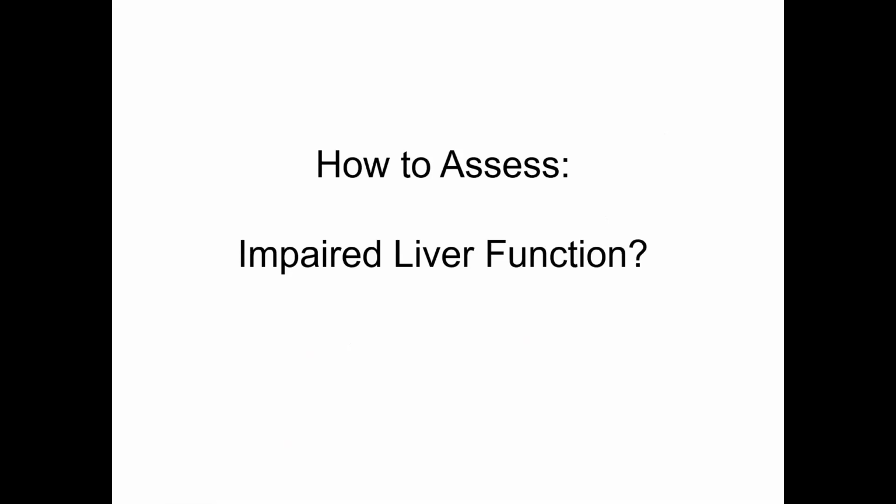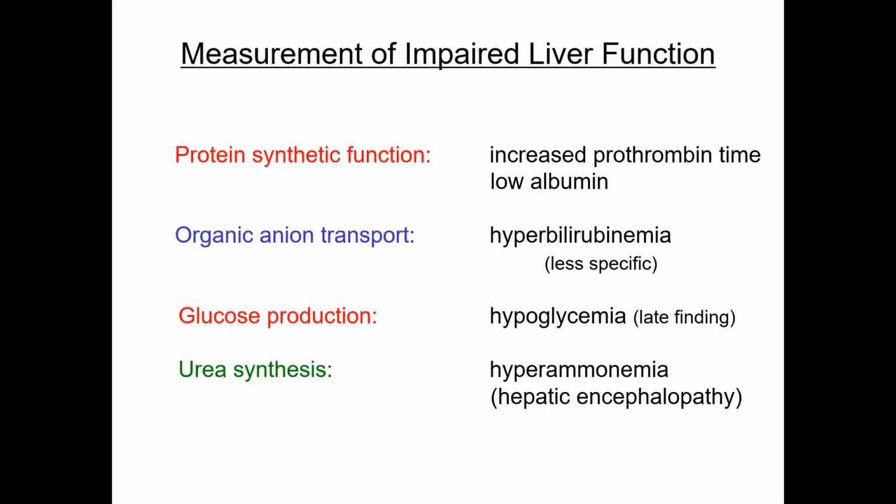So how do you then assess impaired liver function? These are some of the measures that we use. One is your protein synthetic function. The other is your organic anion transport. The other one is your glucose production. And the fourth one is your urea synthesis. Together, these four tests can approximate the extent of impairment of your liver function.